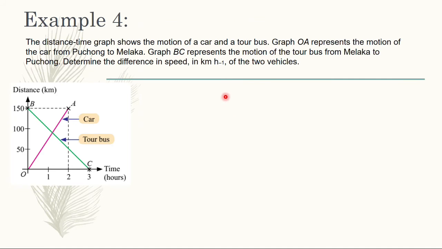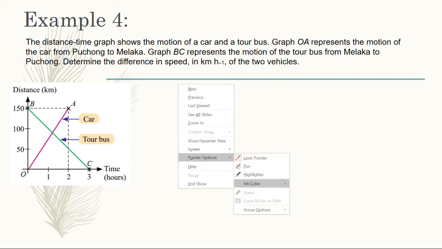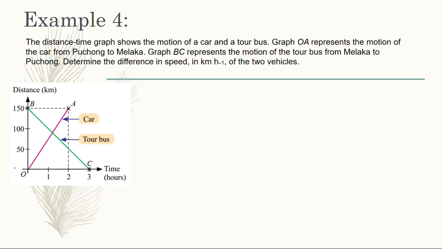Example 4, the distance time graph shows the motion of a car and a tour bus. Graph OA represents the motion of a car from Puchong to Melaka. So O to A, from Puchong to Melaka. So I indicate over here so that you can understand better later on. So from Puchong, meaning that start from here, Puchong, which is zero distance, to Melaka, meaning that the total distance from Puchong to Melaka is 150 kilometers.